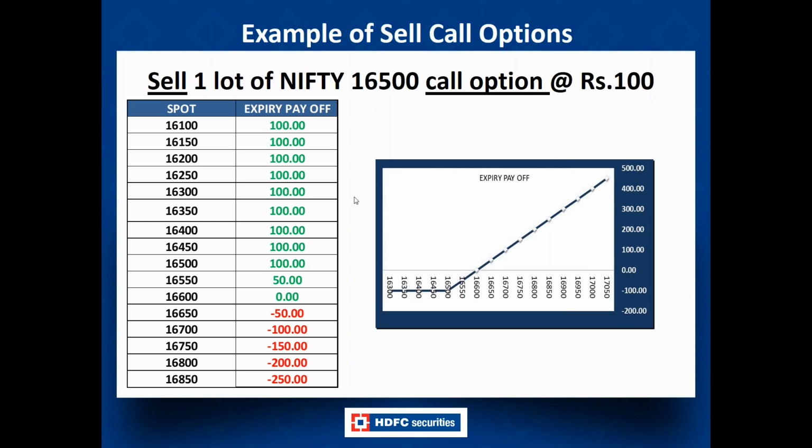In this payoff chart, you will be able to understand that if Nifty expires on or below 16,500, one would make 100 rupees as the maximum profit. But if Nifty starts moving up and goes above 16,500 levels, the risk is unlimited. So if it expires at 16,800 levels, then you would lose 200 rupees. How 200? 16,800 minus 16,500 is 300 points, and you have already got 100 rupees. So 200 will be the net loss you will face.